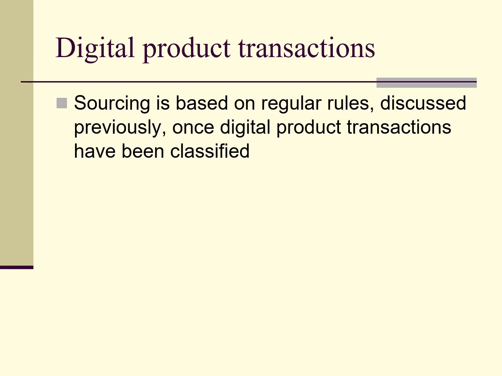Finally, let's look at the rules for sourcing digital products other than software. Like software transactions, the sourcing of income from digital content transactions depends on the classification of these transactions. Once a transaction has been classified as either a service, product sale, rental, or sale or license of an intangible, or transaction involving know-how, the sourcing is based on the rules discussed in the previous slides.